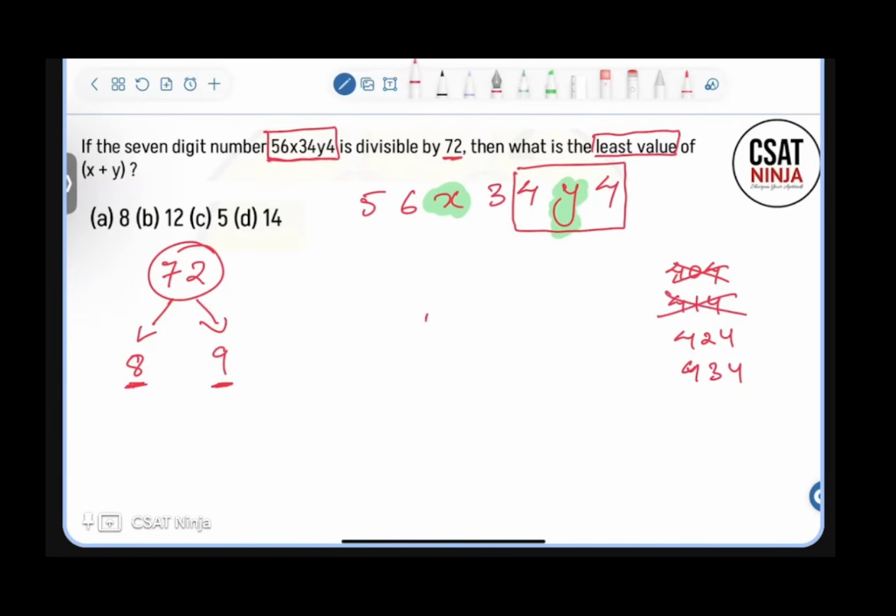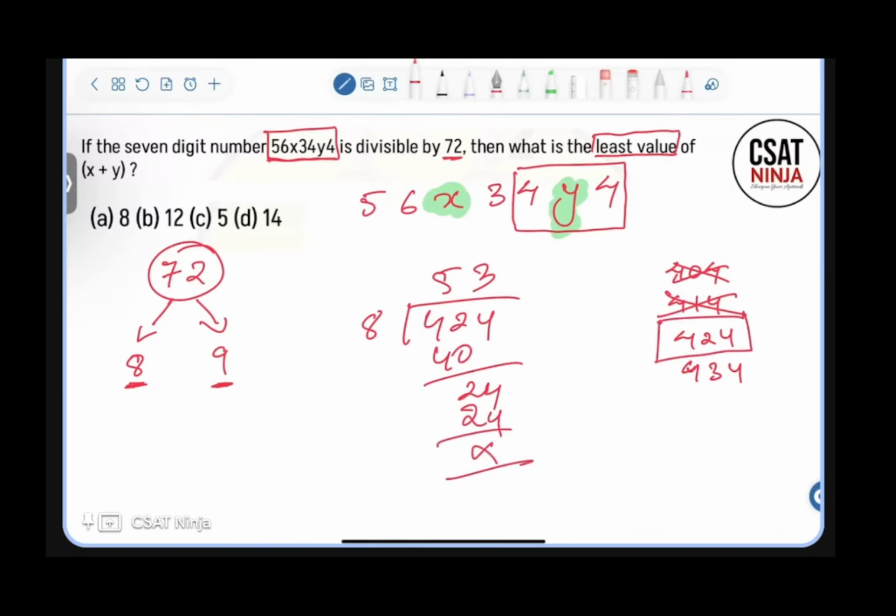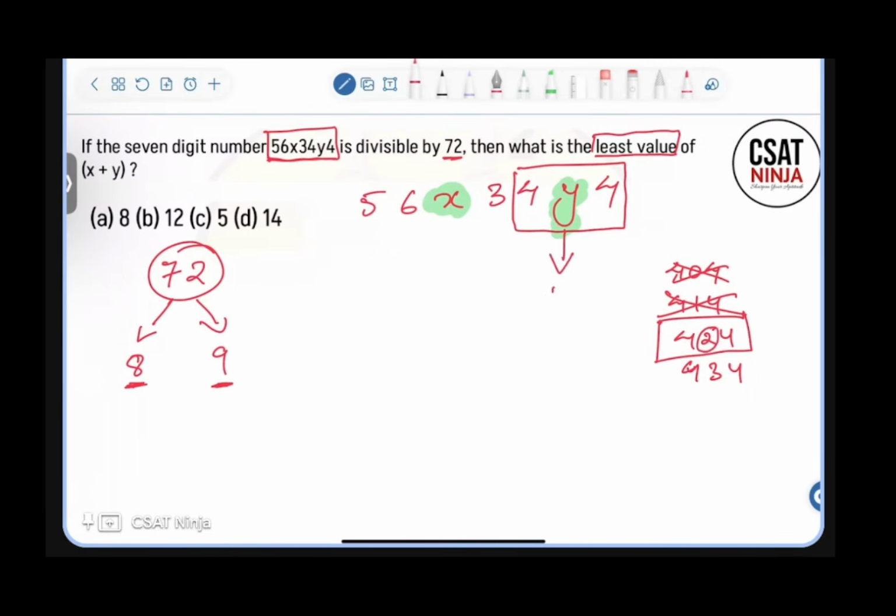What about 424? Is this divisible by 8? 8 5s are 40. That means I have 24. 8 3s are 24. That means this is completely divisible, which means this 424 is divisible. So I'll stop there. Now what I'm getting here is this value 2. Y value is nothing but 2 now. Are you following that? So I don't need to check any further. There may be numbers which will be divisible, but I just need to find the least one, the smallest one. Okay, so that's the reason why I'm stopping here.